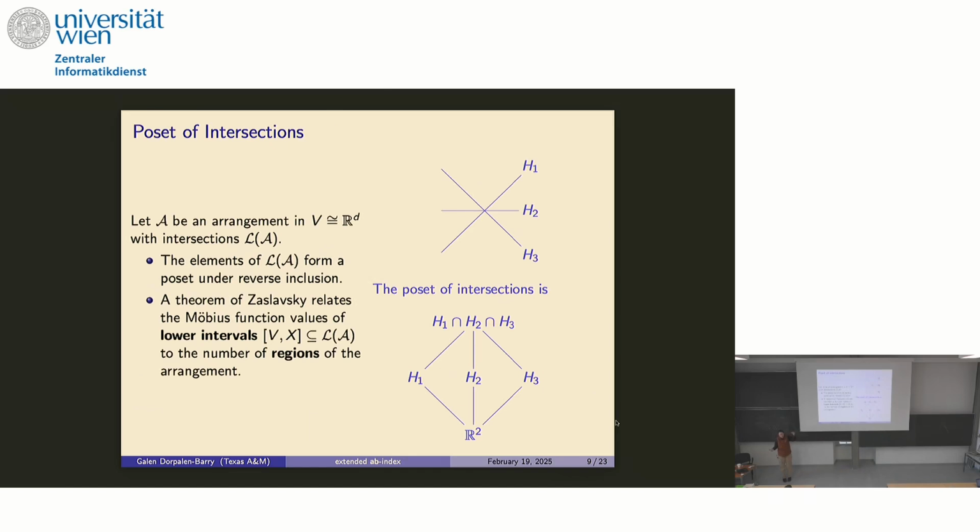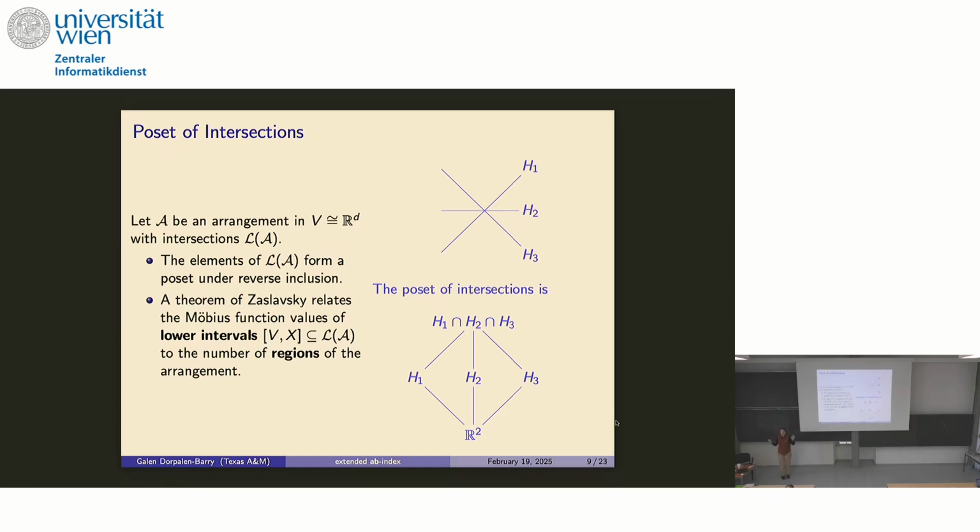I'm going to arrange this collection of intersections into a poset by reverse inclusion. So that means I'm going to start with R2 at the bottom, and then in this case, I have the intersection of all three hyperplanes at the top. And what's interesting to note about this poset is that it's very well studied in the hyperplane world. One of my favorite theorems is the theorem of Zaslavsky from the 1970s, where he shows that there's a relationship between the Mobius function values of lower intervals of this poset, and the number of regions of the arrangement.